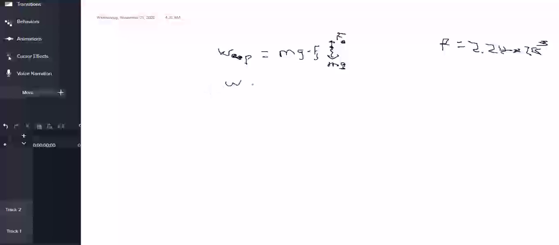So the weight in air is just mg. So we know that mg minus the buoyant force, that's the apparent weight, equals half of mg. So the buoyant force equals 1/2 mg.